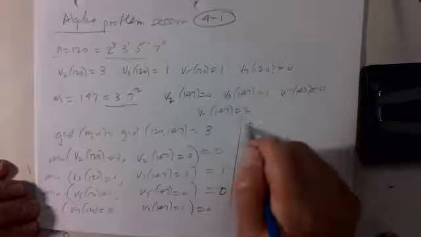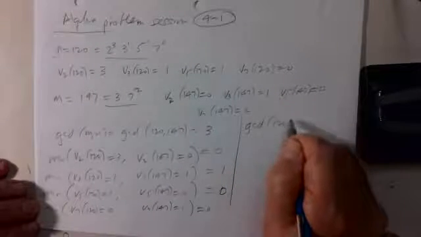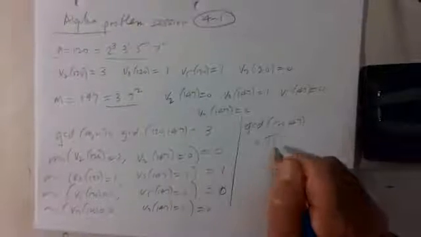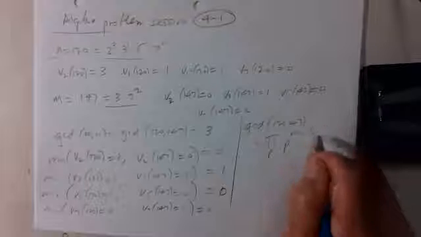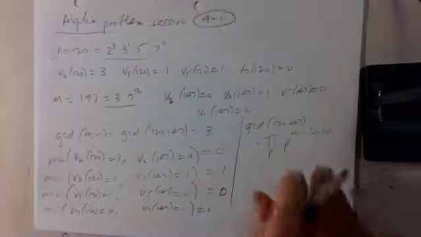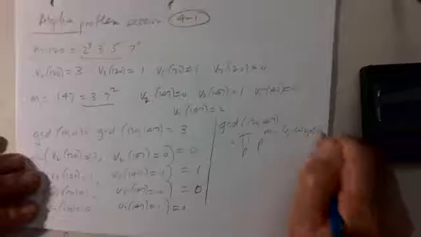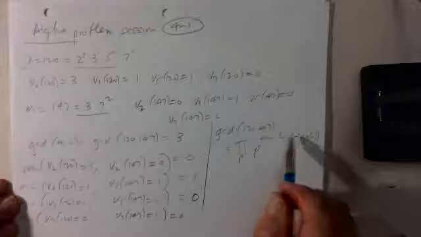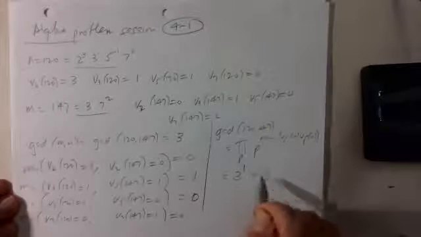So the GCD of these two numbers is the product over all the primes of P to the minimum of VP of M and VP of N, which in this case, the only time this is different from 0 is for the prime P equal to 3. You get 3 to the 1, or 3.